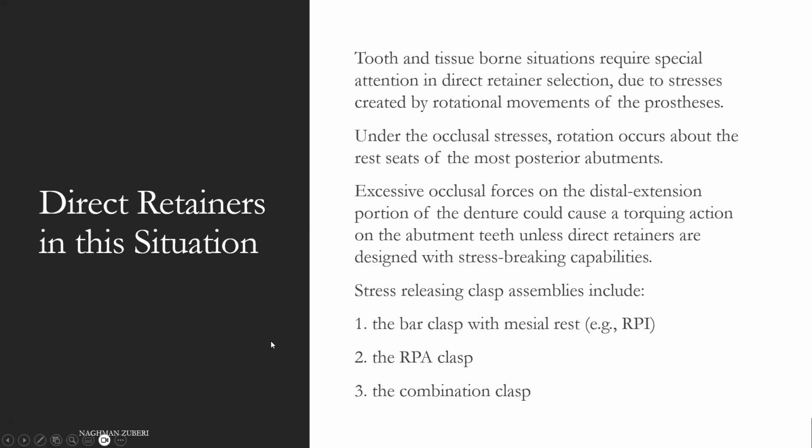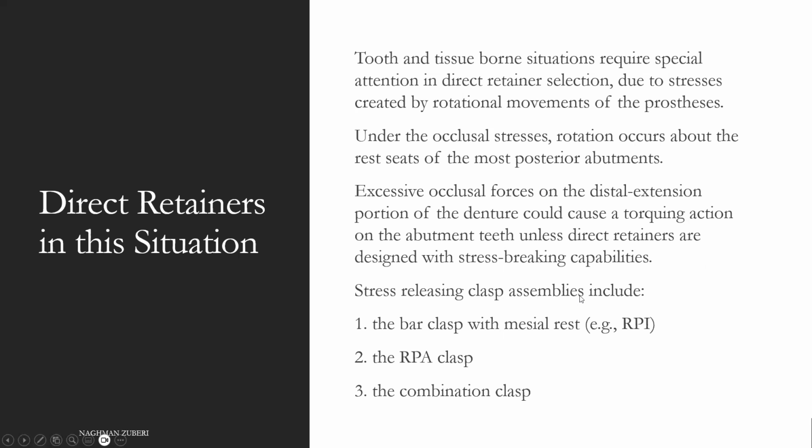Well, how do we design the direct retainers in this situation, which is Kennedy class 1? Tooth and tissue borne situations require special attention in direct retainer selection due to stresses created by rotational movements of the prosthesis. Under occlusal stresses, rotation occurs about the rest seats of the most posterior abutments. Excessive occlusal forces on the distal extension portion of the denture could cause a torquing action on the abutment teeth unless direct retainers are designed with stress breaking capabilities.